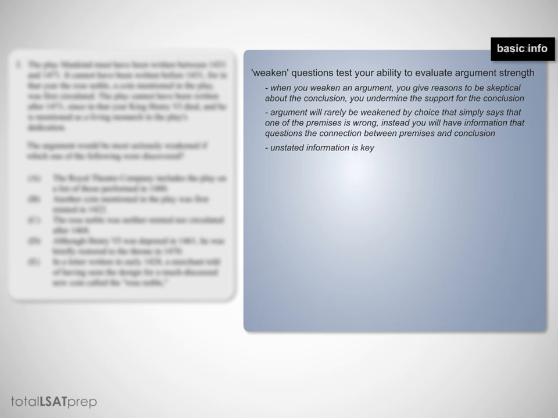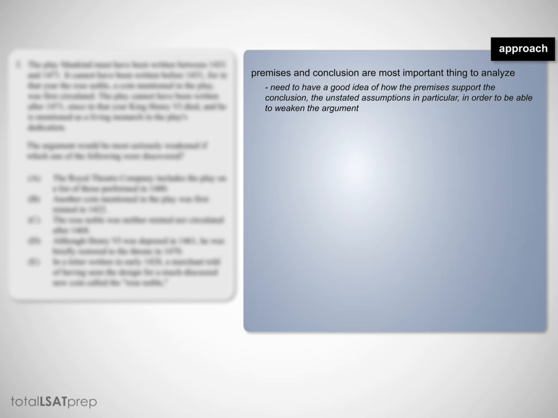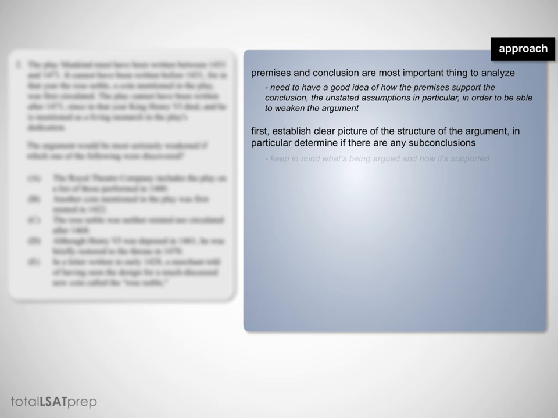So what's our basic approach? Essentially, the premises and the conclusion are the most important thing to analyze. You need to have a good idea of how the premises support the conclusion, and the unstated assumptions in particular, in order to be able to weaken the argument. First, you need to establish a clear picture of the structure of the argument, and in particular, you need to determine if there are any sub-conclusions. So you need to keep in mind what's being argued and how it's supported.